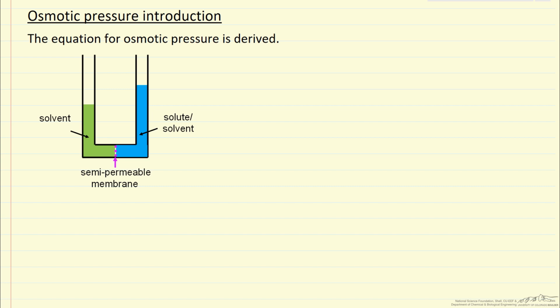And what we see is that at equilibrium, we have a difference in height. So this difference in height, call that H, corresponds to a pressure difference. And this pressure difference is the density, the acceleration of gravity, and that height. So in this case, that's the osmotic pressure for this solution on the right side.